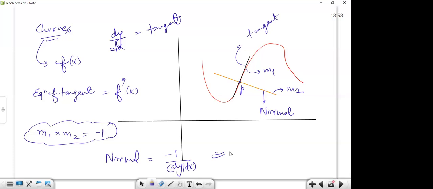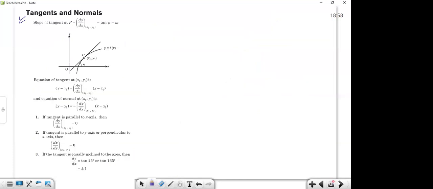Is this clear? Is this clear, Tanish? Yes, sir. So let's move further.